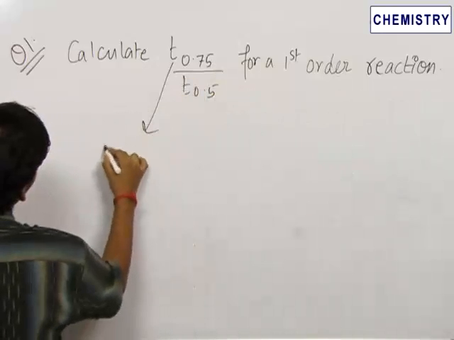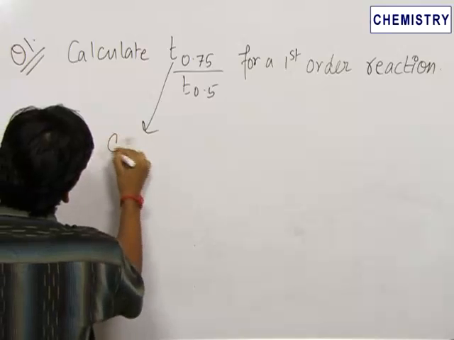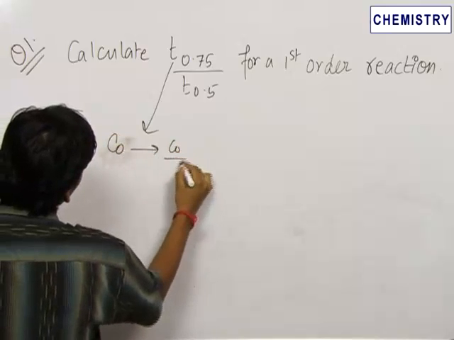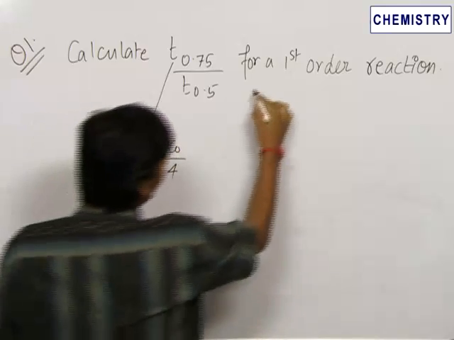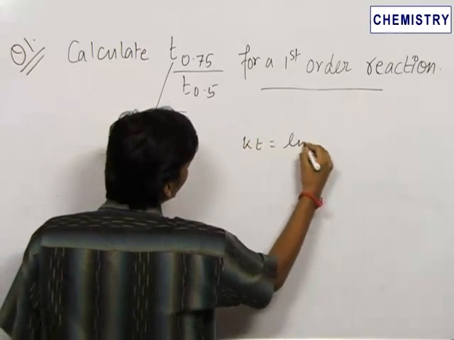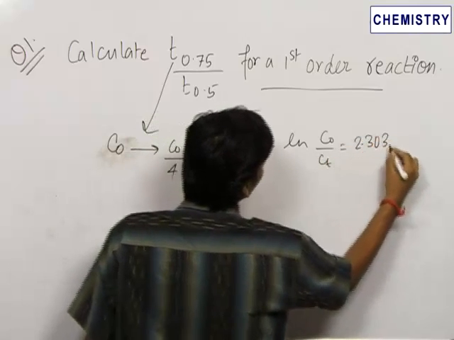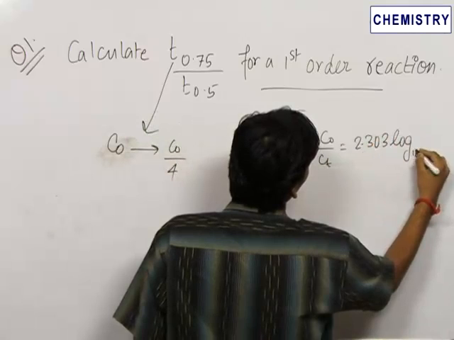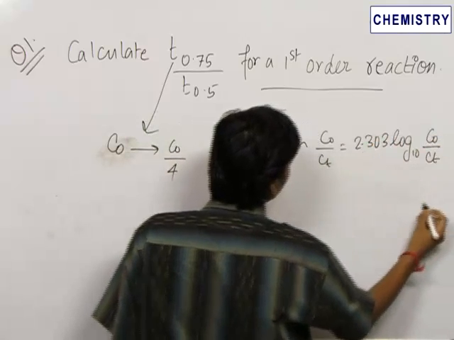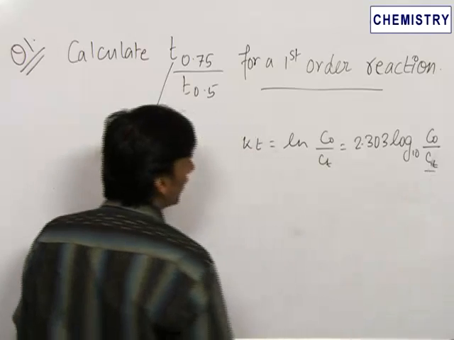T0.75 means when the 3/4 reaction is complete, that is if the initial concentration of the reactant was C0, the final concentration has become C0 by 4. Now for a first order reaction you should always remember the formula Kt is equal to ln C0 upon Ct, or 2.303 log of C0 upon Ct, where C0 is the initial concentration and Ct is the concentration after time t.